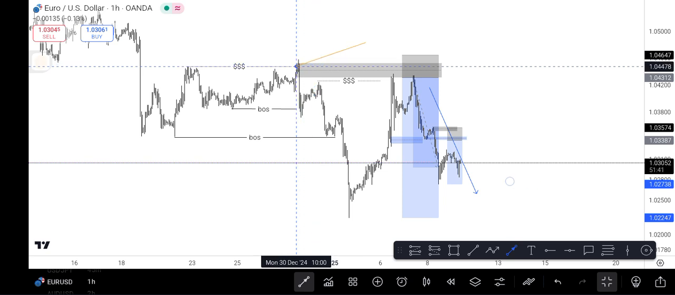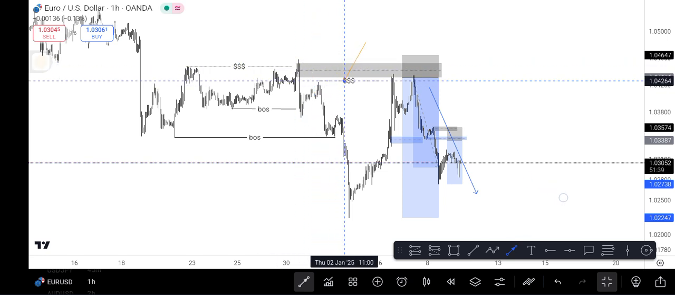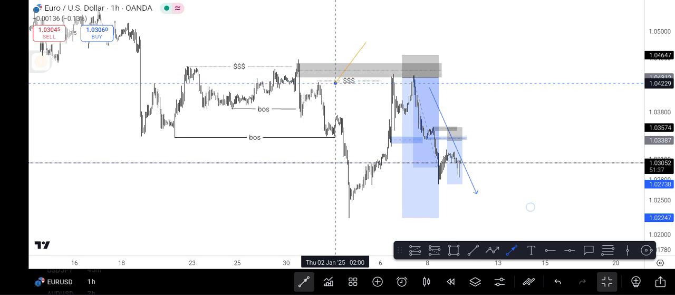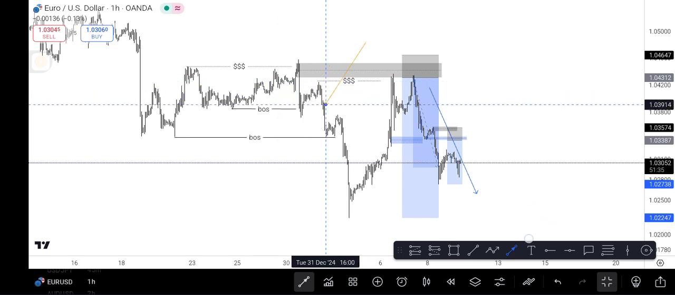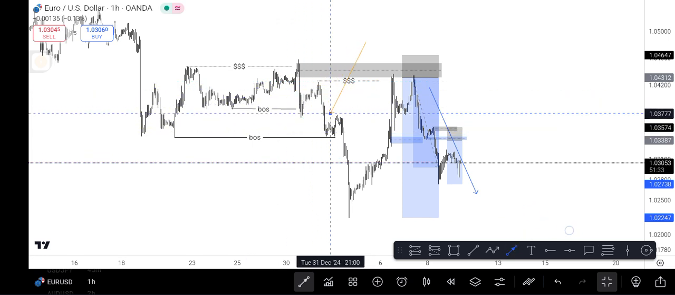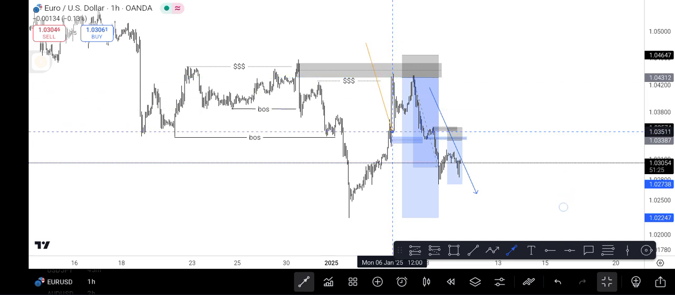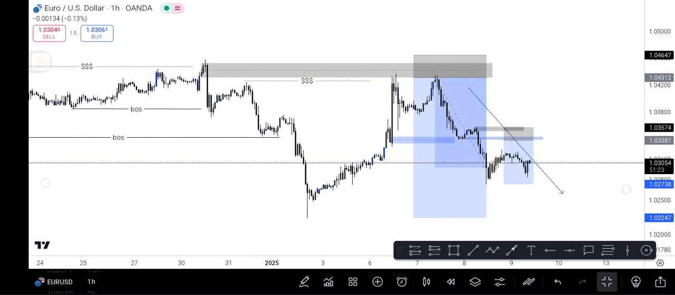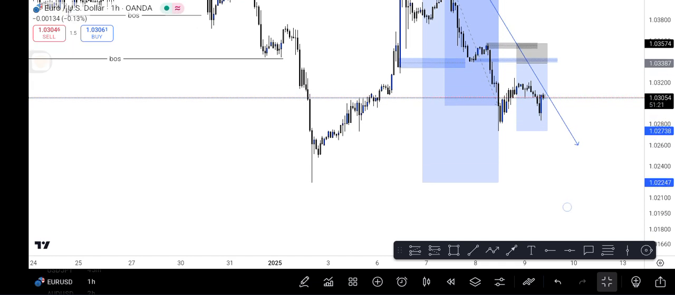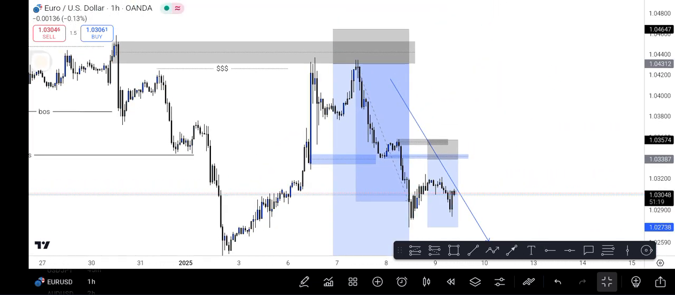So the sweep was present. We have the inducement. We had the first break of structure, and we had the second break of structure. Now price came into that supply zone. You can see what happens. The moment it came to the supply zone, you had the first push down. If I zoom in, look at it, there was a massive inflow of sales.